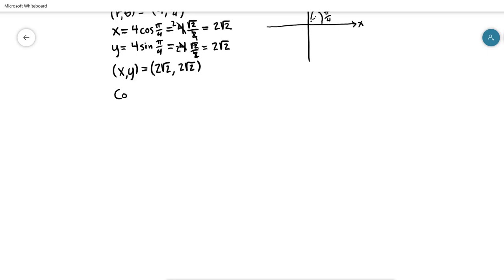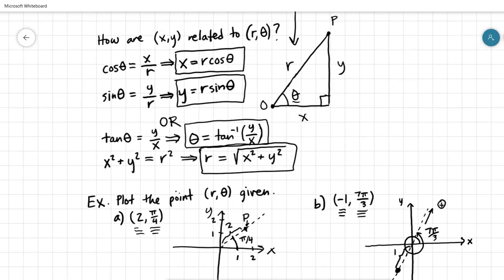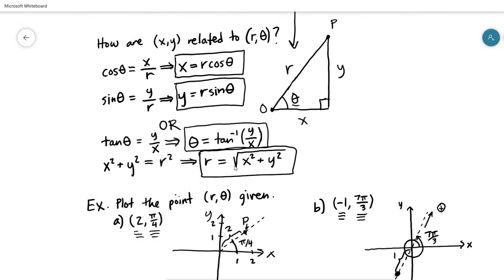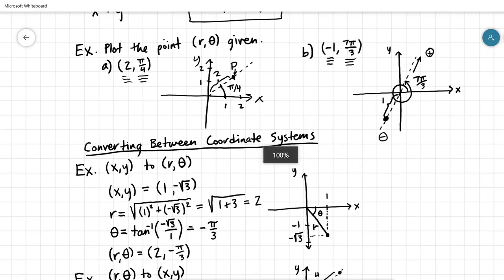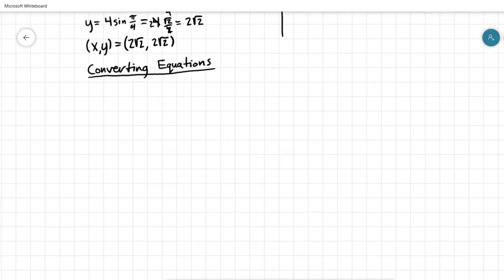So now I want to talk about converting equations rather than single points. We're going to use, again, those same 4 formulas that we circled over here. These same 4 things are going to be the useful formulas. And we'll talk about this in just a minute. But that's what I'm going to be referencing throughout this section.